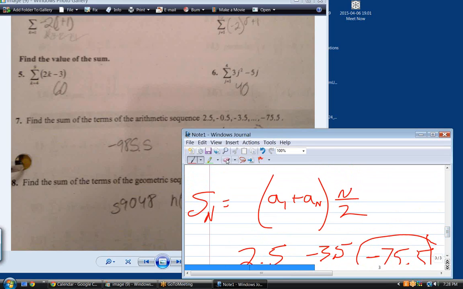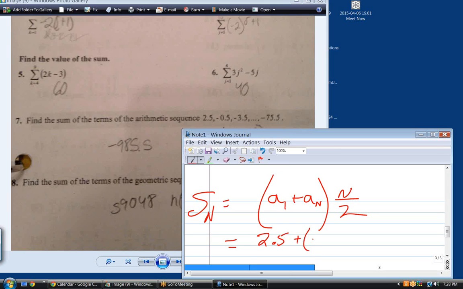Now we have everything we need to come up with the sum. We've got the first term plus the last term, multiplied by 27 over 2. The first term plus the last term is minus 73.